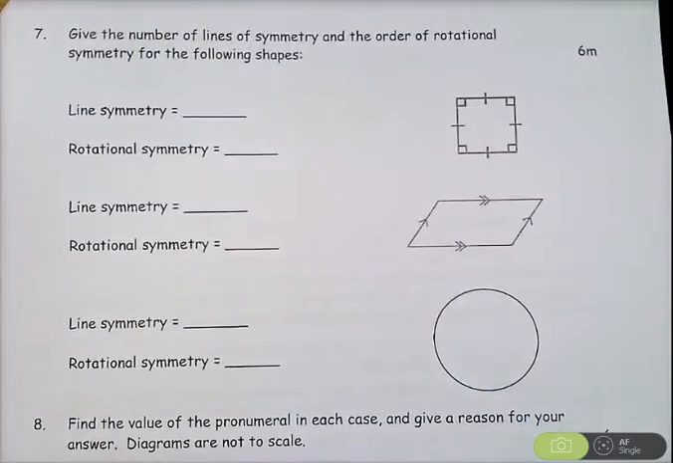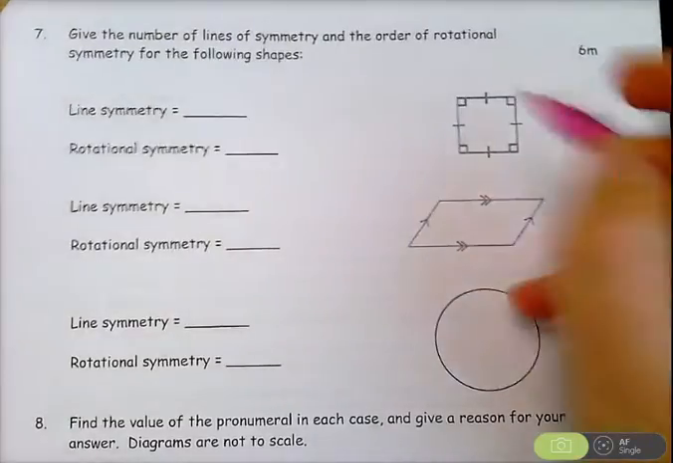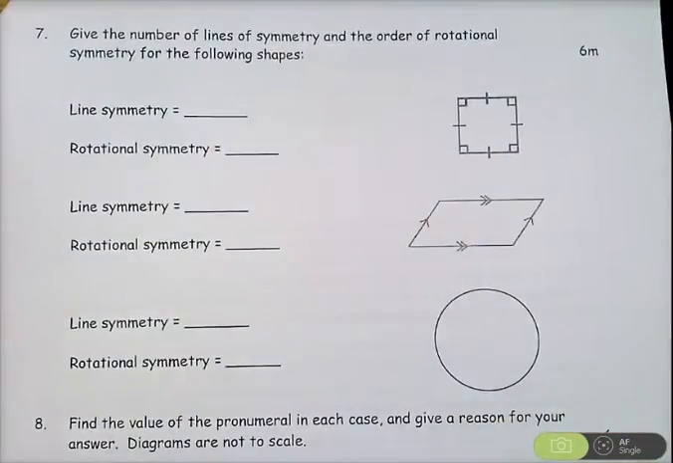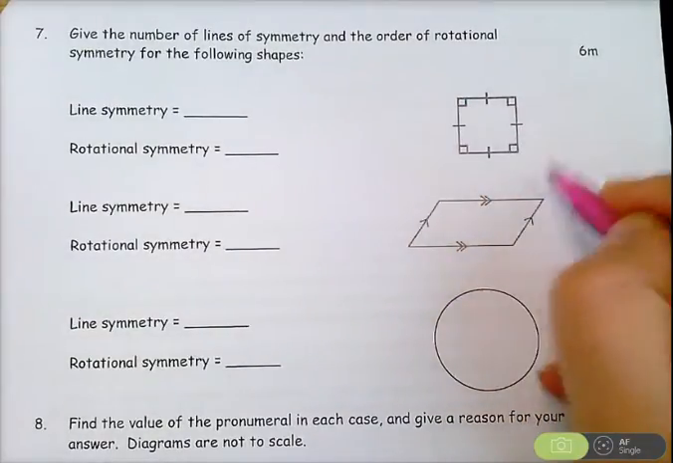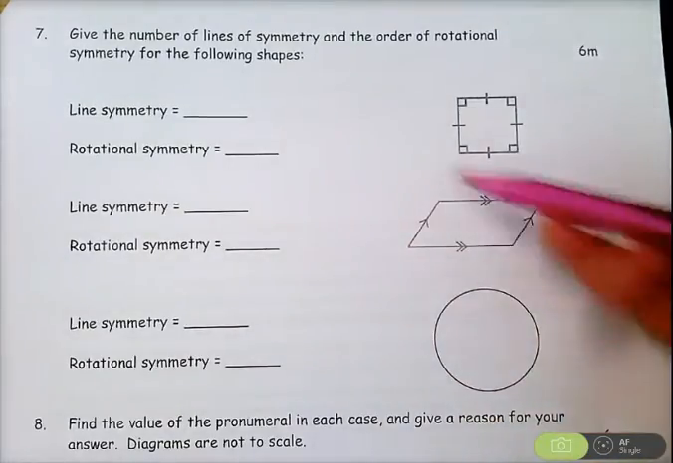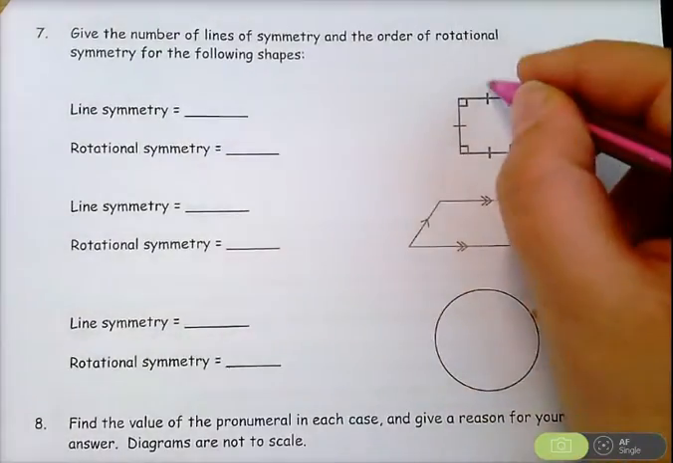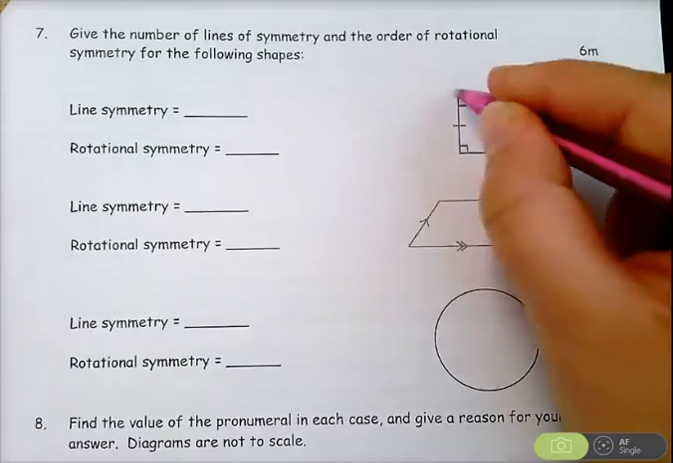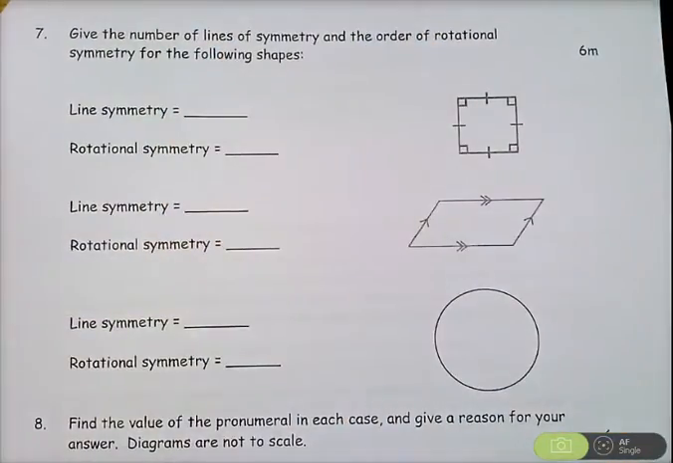Lines of symmetry and order of rotational symmetry for the following shapes. Now girls, when a shape has equal sides, when you fold it crossways, the corners do sit on top of each other. So girls, how many lines of symmetry for a square? 4. Because you can go 1, 2, 3, 4. So 4 lines of symmetry.